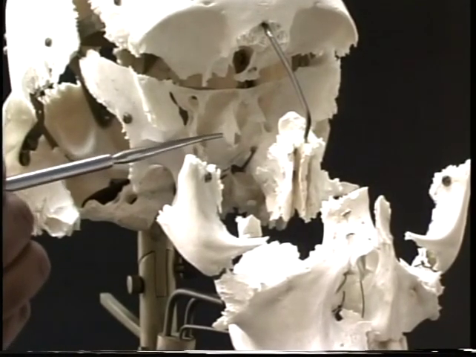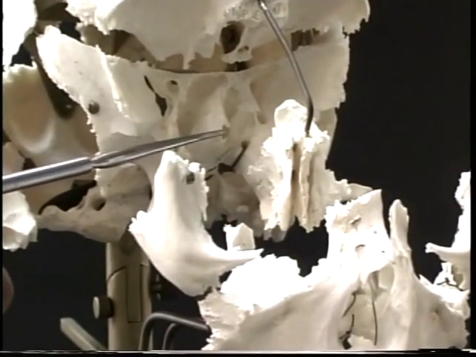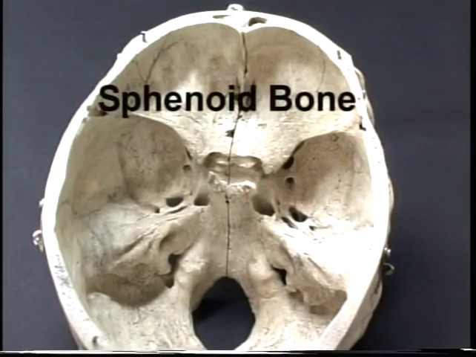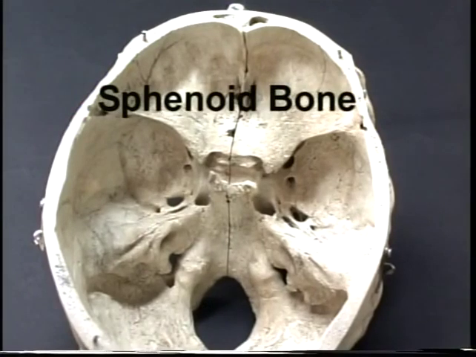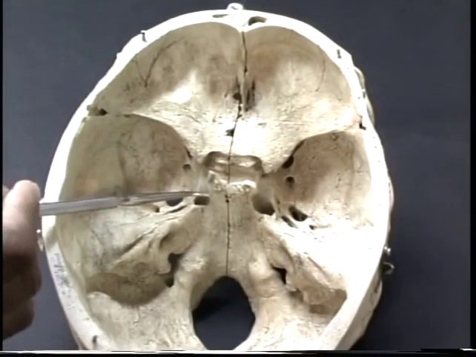Let's look at this single bone and its different features. Now I'm going to show you the position of the sphenoid bone. The sphenoid bone is a single bone which sits at the base of the skull in the center.